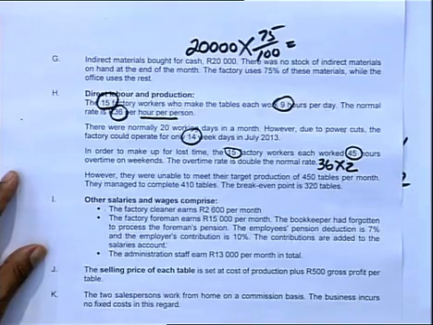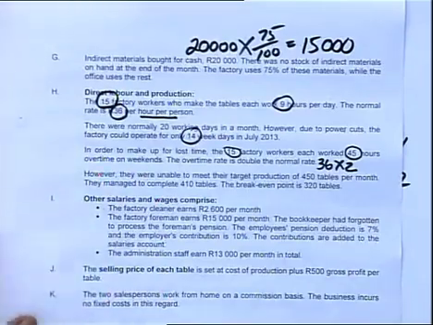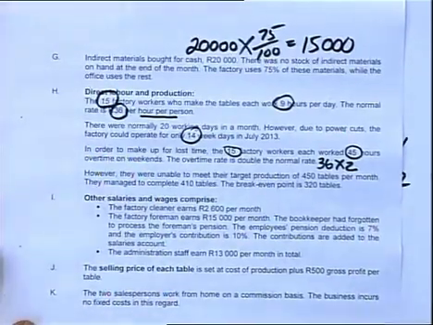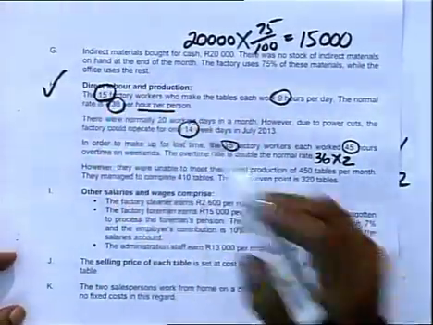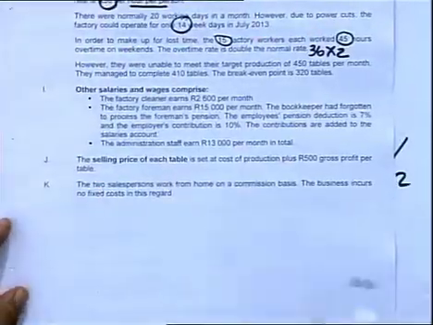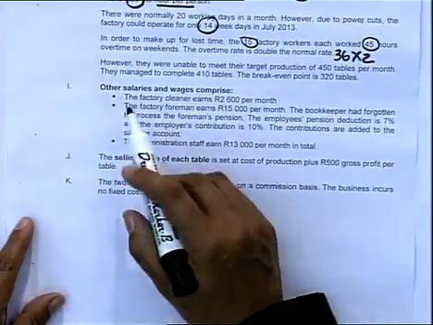20,000 times 75%, 15,000. Okay, so that should go in there. This we've worked out already. We don't need it for, because that is our direct labor anyway. Other salaries. Let's just talk about that quickly.